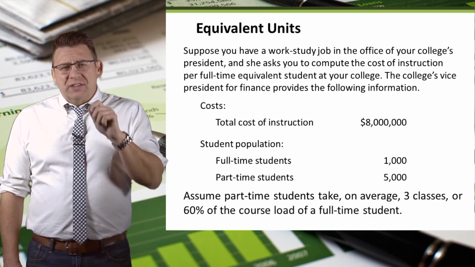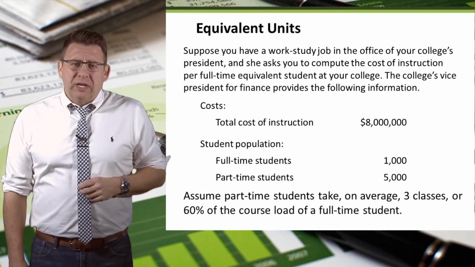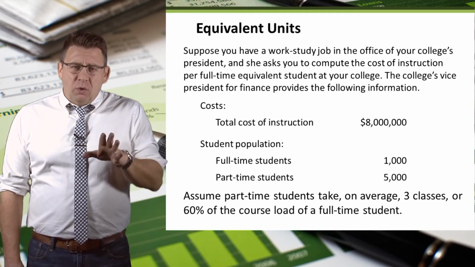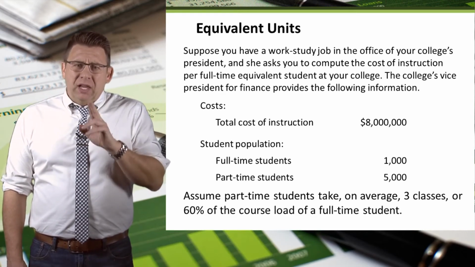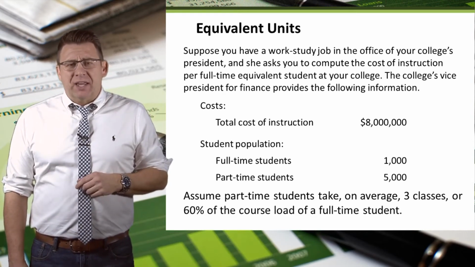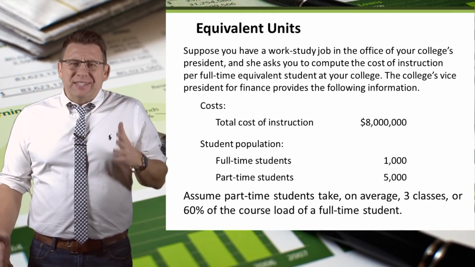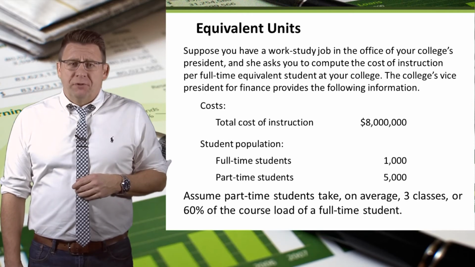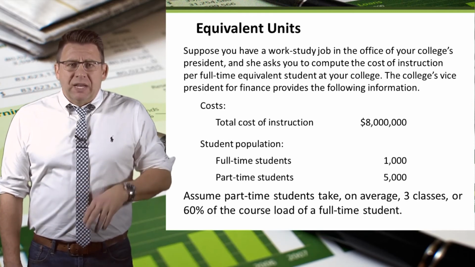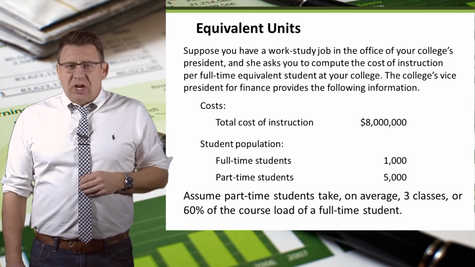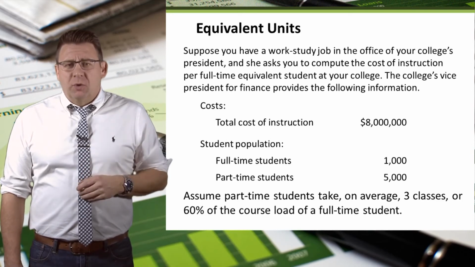To determine this, there's one more piece of information we need. We need to know, on average, how many classes part-time students take. Let's assume they take 3 classes. So that would be 60% of the course load of full-time students. Now we can figure out the average cost of instruction per full-time equivalent student.